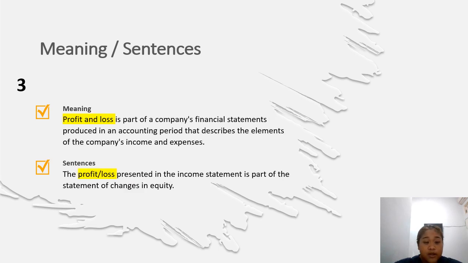Next, number 3. Profit and loss is part of a company financial statement produced in an accounting period that describes the elements of the company's income and expense. Sentences: the profit or loss presented in the income statement is part of the statement of change in equity.